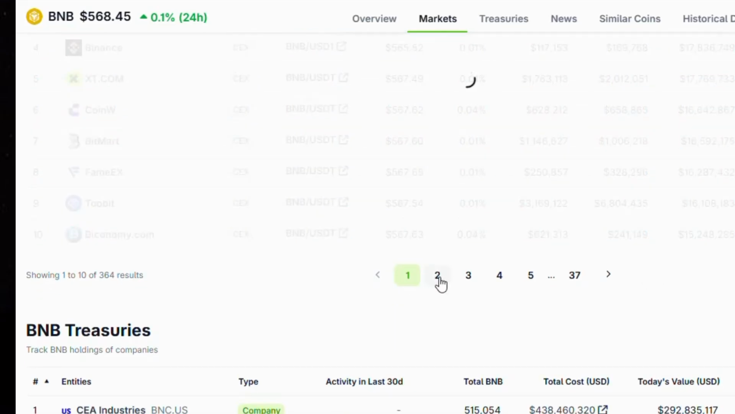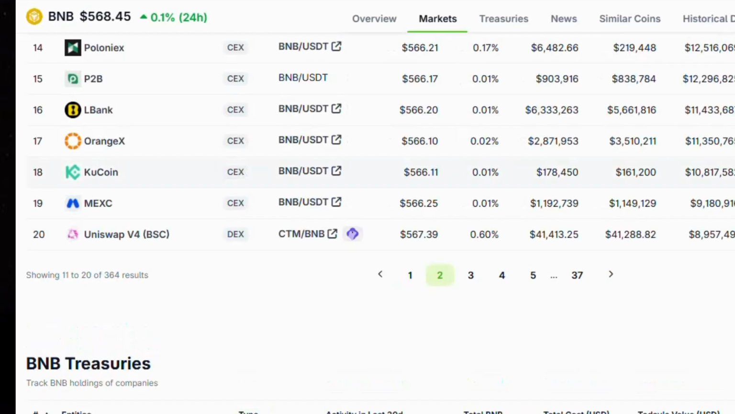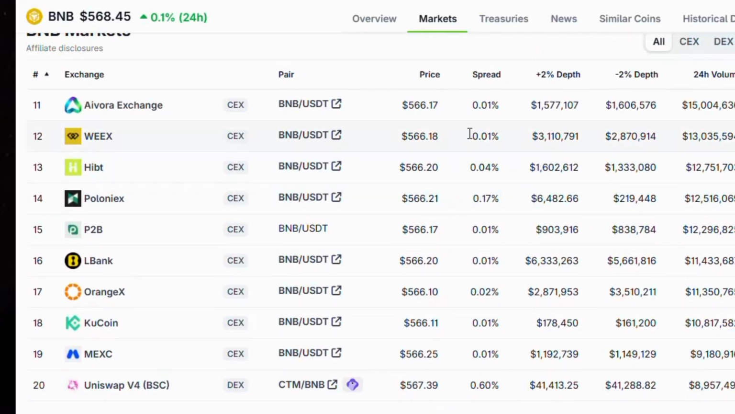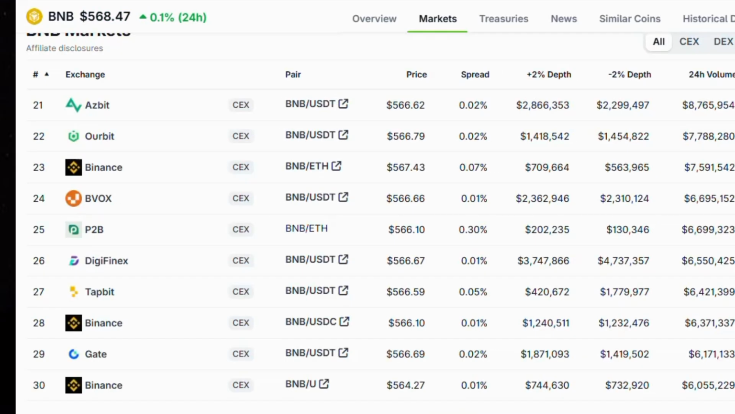I'm going to click on number 2. Okay, and here you can see more exchanges, more markets. Here is 566. KuCoin is cool, but KuCoin is at 566. Let's see number 3. Also, you should always make sure that you are using exchanges that are popular. Don't use exchanges that you have never heard about or you don't know anything about. All right. Always prioritize exchanges that are popular.